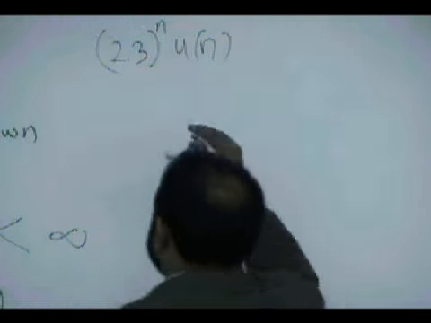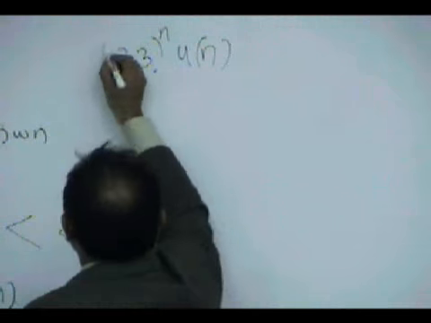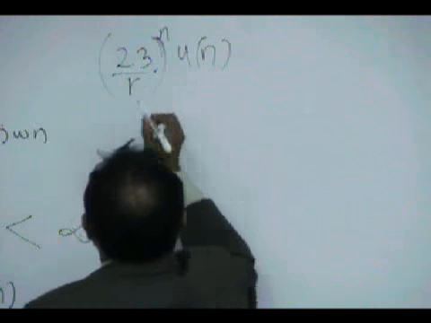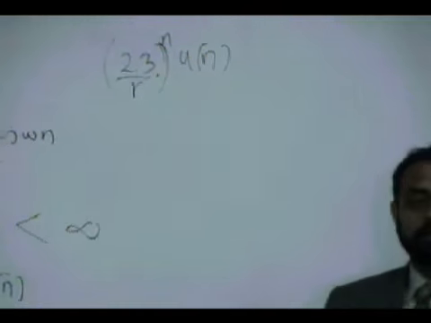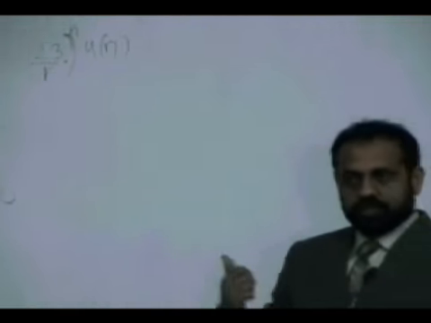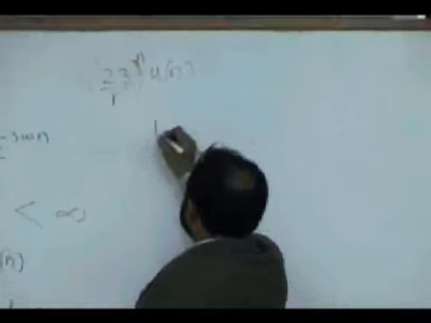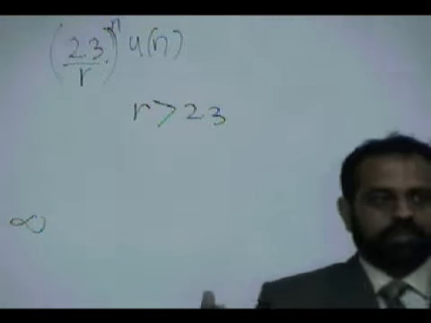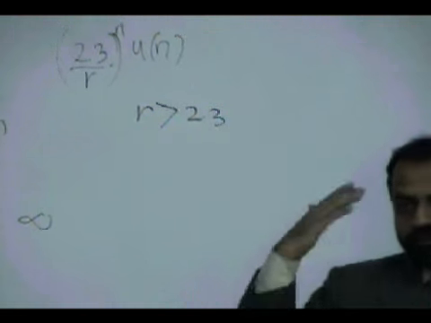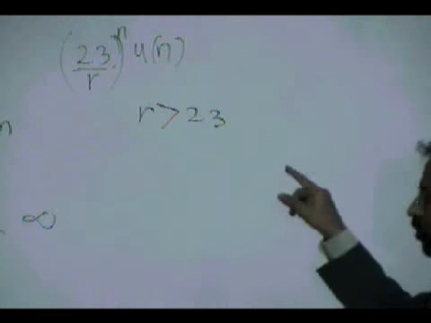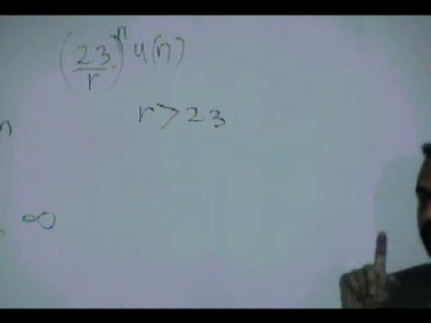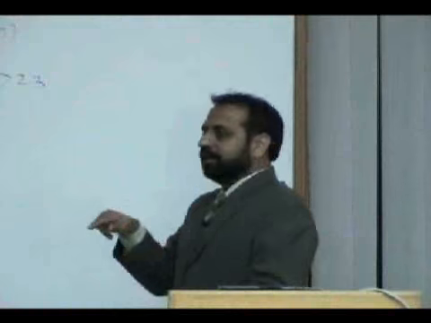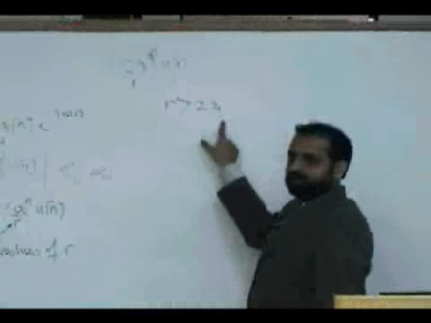Now if I say, okay, don't worry about it, let me put this r here. Is there a range of values of r for which this will converge? The answer is yes. What are those values? You say r should be greater than 2.3. So if r is greater than 2.3, this will converge. Now you can take the Fourier transform of (2.3/r)^n, specifying that r must be greater than 2.3.